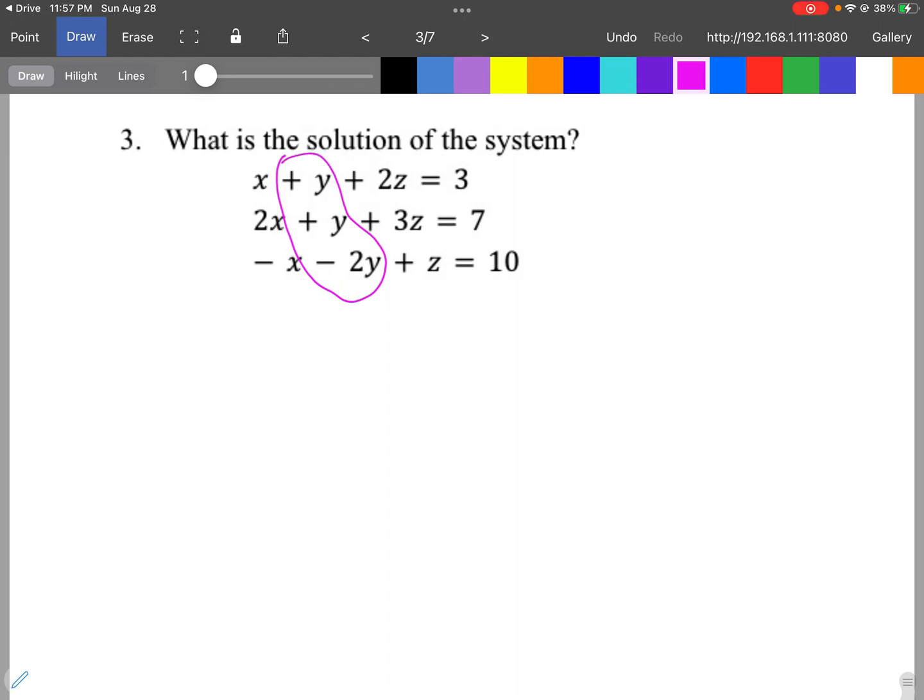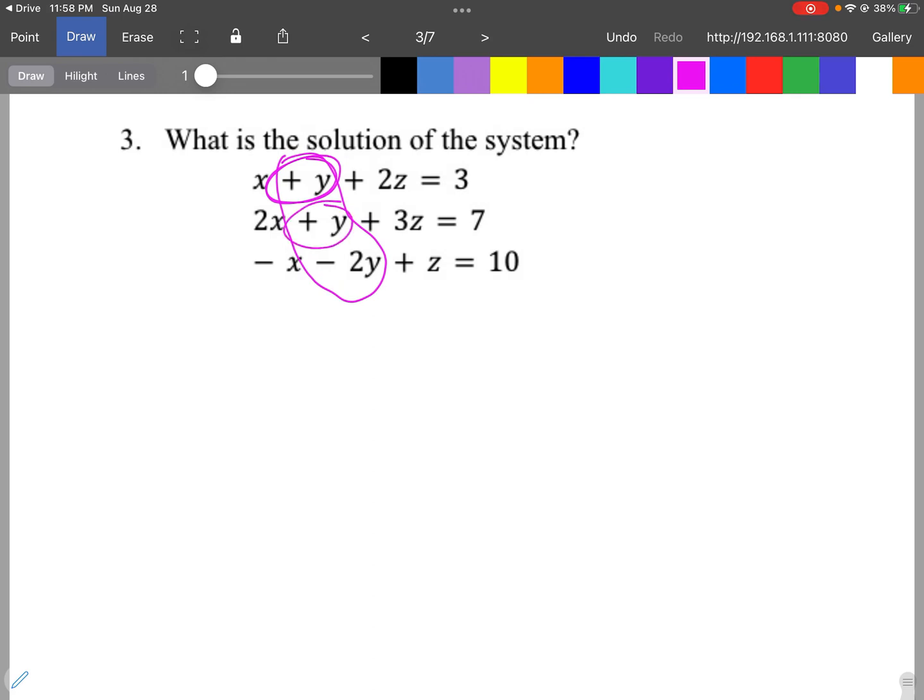If I look at my y's, again, not too hard. I need to be careful though, because these don't cancel the way they are. They're both positive. Now, if I wanted to modify one of them, I could multiply, let's say, this one by a negative 1.